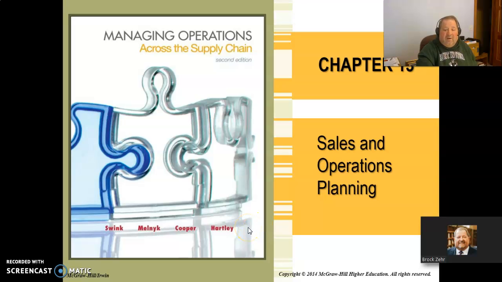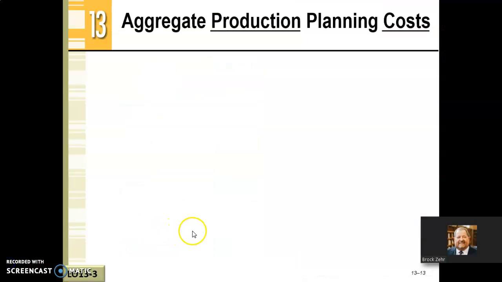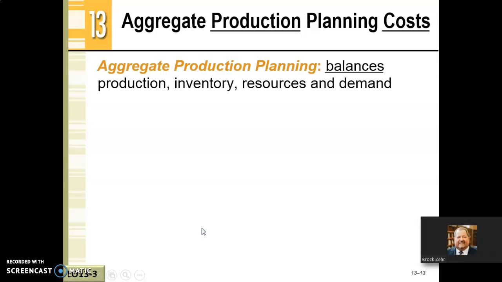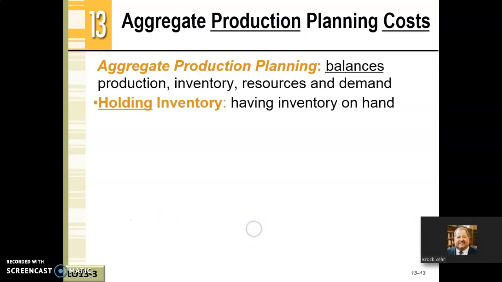Okay, let's continue with Chapter 13 into the second half of the chapter. Let's take a look at some aggregate production planning costs. And as we've learned, aggregate production planning balances production, inventory, resources, and demand. So it's trying to coordinate all of that so that we balance supply and demand.